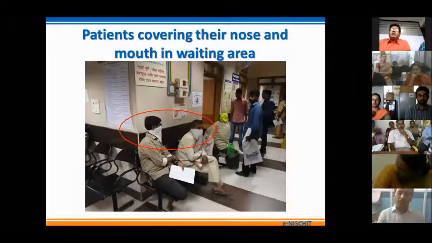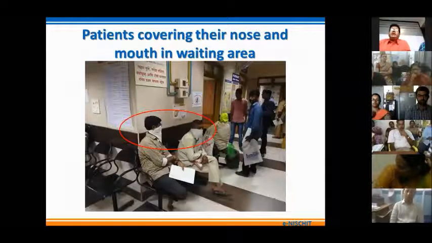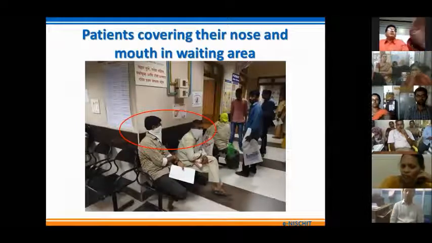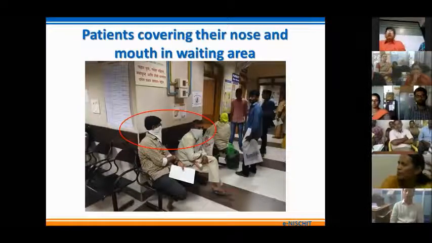This is a low volume center where we have seen there's a good waiting space. There are benches available, and patients are actually covering their mouth and nose with a handkerchief, which is a good practice which we have found in some of the areas. Then posters need to be displayed at a place. Next slide, please.